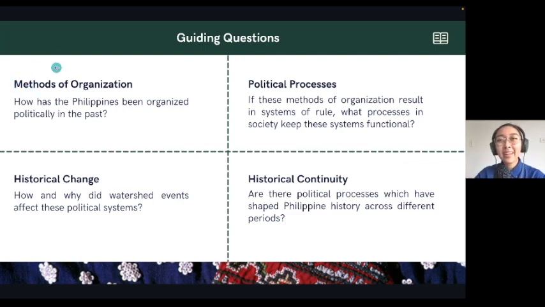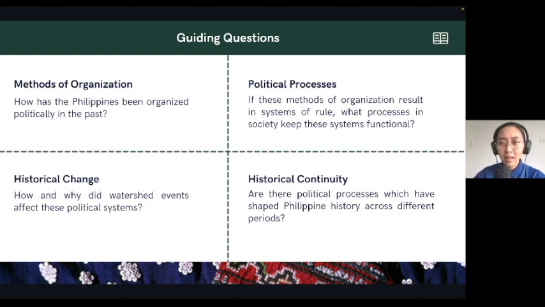On one hand, we can ask about the methods of organization that we're studying with the question, how has the Philippines been organized politically in the past? Pretty straightforward. The next thing to ask is about political processes. If these methods of organization result in a particular system of rule, what processes in society keep the systems functional?